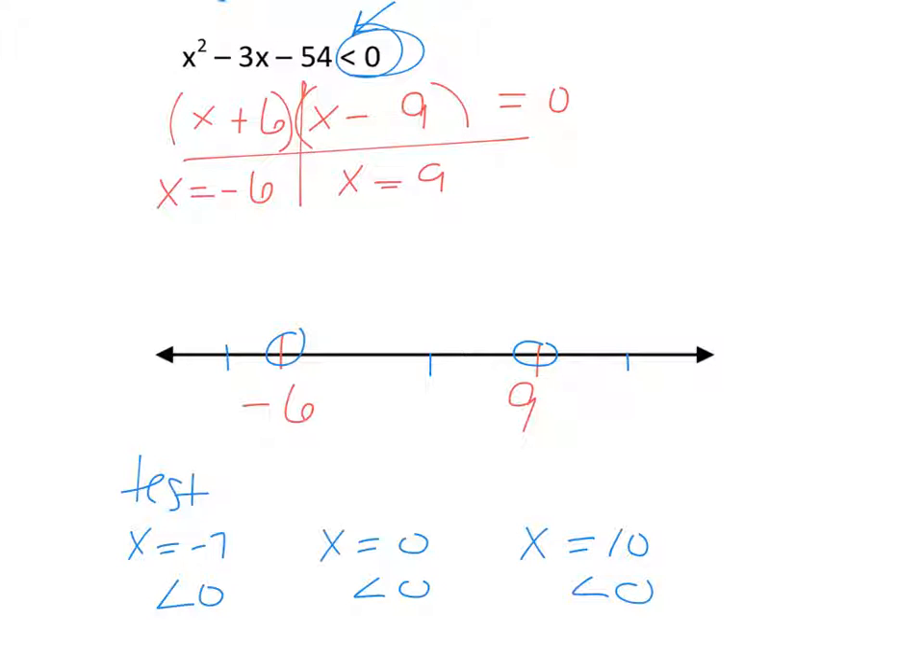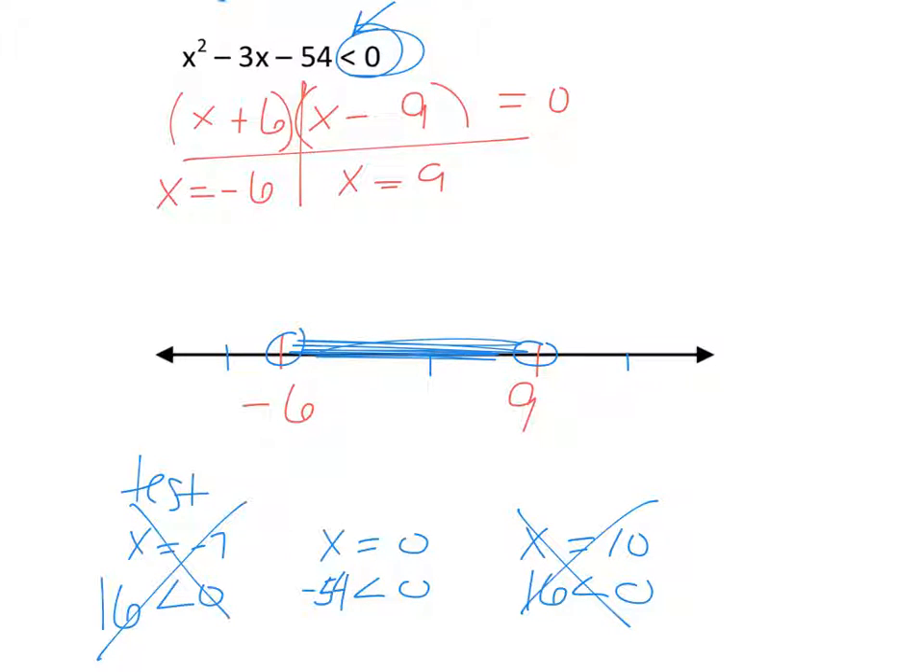Okay, so when I plug negative 7 into my y equals, I end up getting positive 16, and positive 16 is not less than 0, so I will not shade here. But when I plug in 0, I actually end up getting negative 54. And negative 54 is less than 0, so I will shade here. But just to check, I'm going to do 10, and when I plug in 10, I get 16 again. And 16 is not less than 0, so I will not shade there.